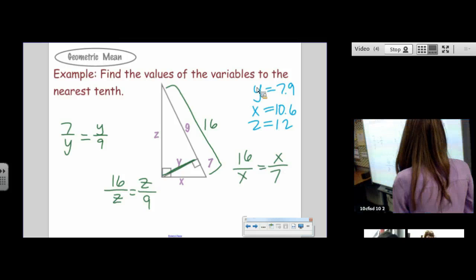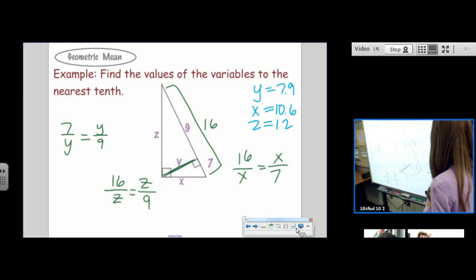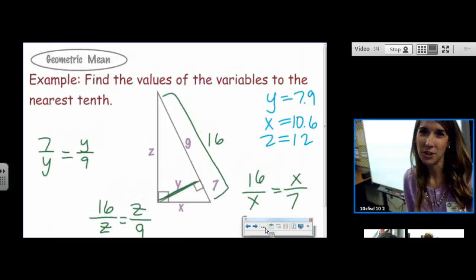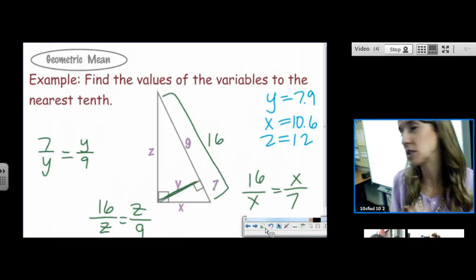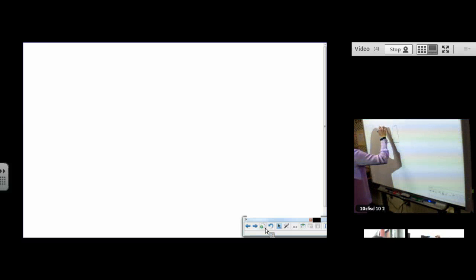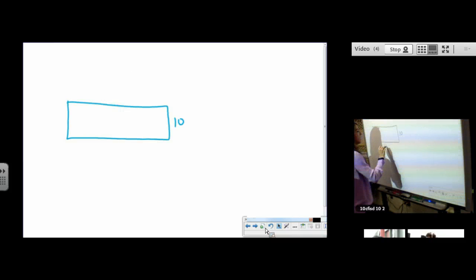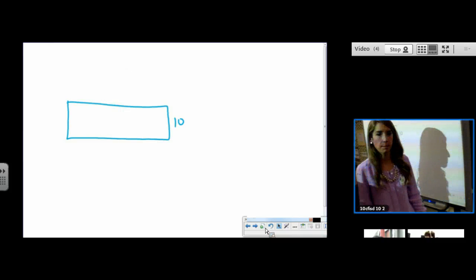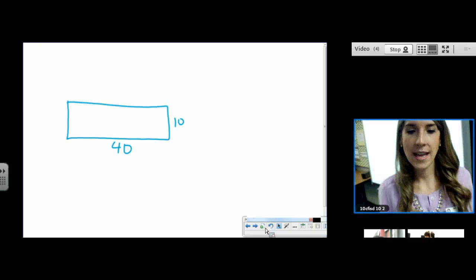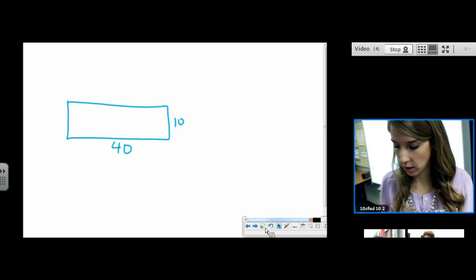One more thing about geometric mean that we're not really going to use in this class, but it's the geometrical application of it, so I just want you to know. The geometric mean of, let's say the rectangle, let's use one we've already used today. Let's say this is 10 by 40. What is the geometric mean of 10 and 40? We did it earlier today.